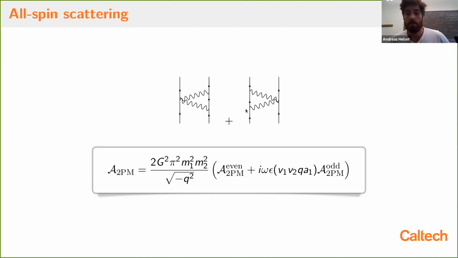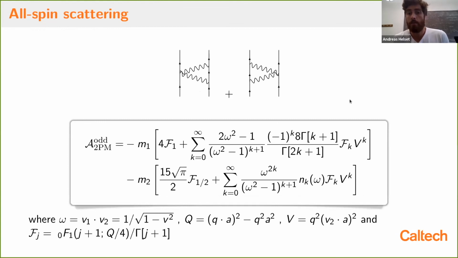Those coefficients. And the resulting order G squared amplitude can be decomposed into a term which is even in spin powers and odd in spin powers, here and here. And we were able to calculate these things in a closed form to all orders in spin, meaning from no spin to infinite spin. And they take a very, very simple form. So here's the odd powers in spin expression.